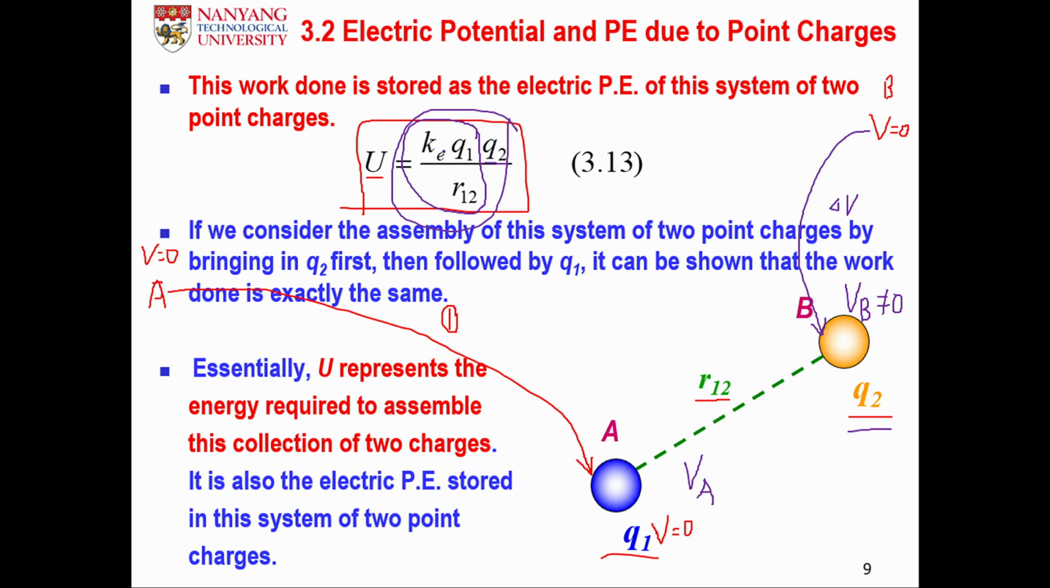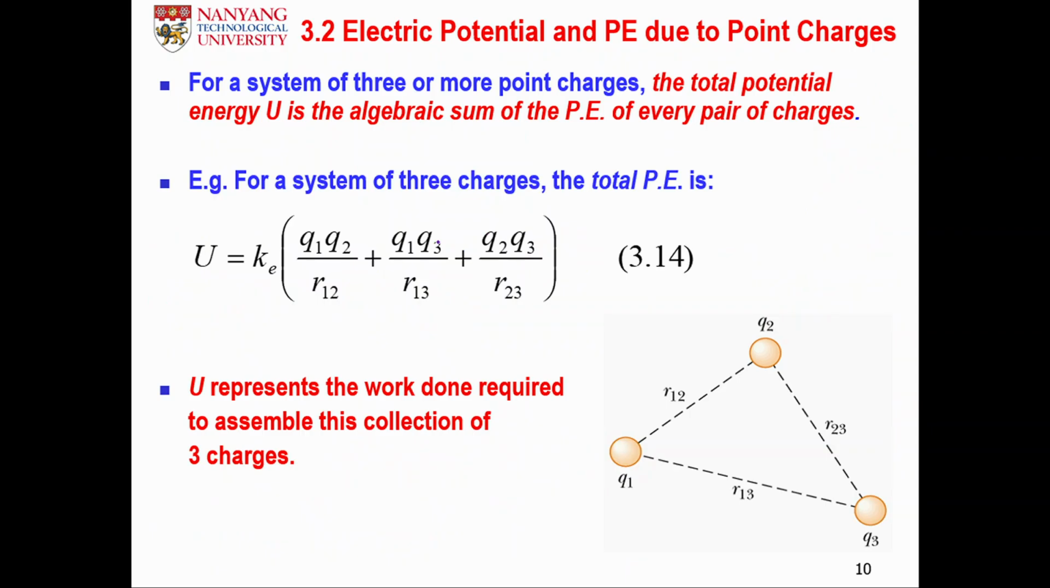Based on what we just described, the physical meaning of U is the energy, or the work, you need to do in order to assemble this charge system from infinitely far away to a finite distance. The work you need to do to complete this process, that is U. And this is the two-charge system. If you have a multiple-charge system, then for the total potential energy you need to consider each pair.